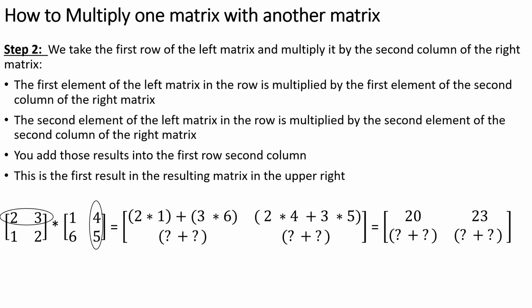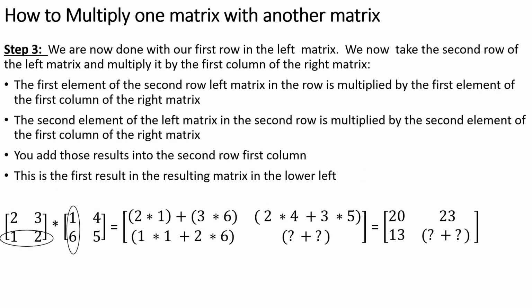Let's go to the next slide. I'm still in the first row, but now I'm hitting the second column of the second matrix. 2 times 4 is 8. It's right here. And then 3 times 5 is 15. I'm going to add those together. 8 plus 15 gives me 23. We got our 20 before. Now I got 23.